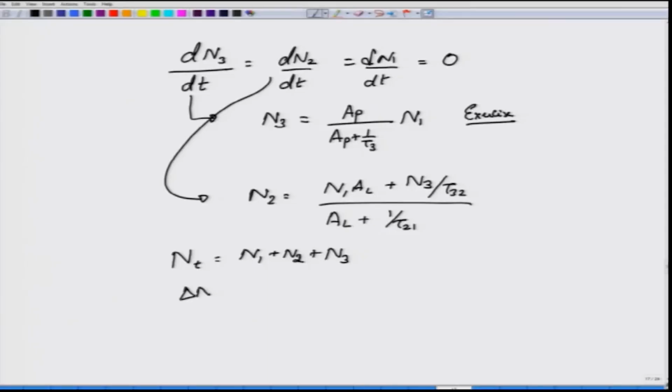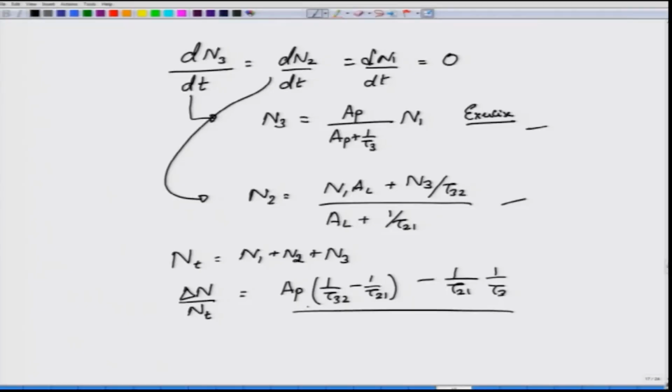When you look at delta n normalized with respect to nt, you will see that by using this equation and the other equation for nt, it will be given by AP times (1 by tau 32 minus 1 by tau 21) minus 1 by tau 21 times 1 by tau 3, divided by a denominator. I will leave it as an exercise to find out what the denominator is. Of course, we do not really need to know the denominator, but this equation for delta n normalized with respect to nt is very critical for us.